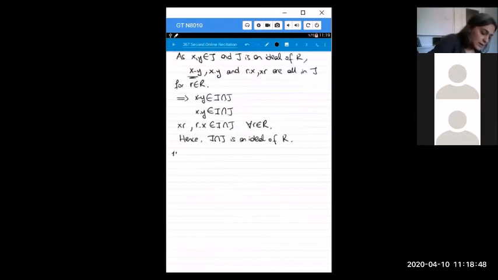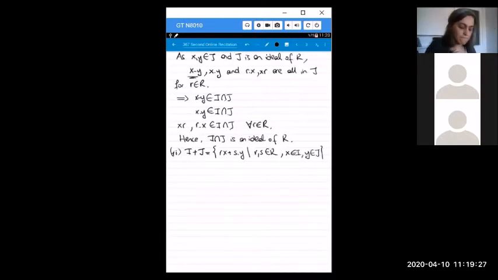Okay, as the second part, we are going to show that for these two ideals, the sum I plus J, which I define as the set x plus y consisting of, no, this is just the set of r times x plus s times y, with r and s from the ring R and x from I and y from J, is an ideal of R. We are going to show this right now.